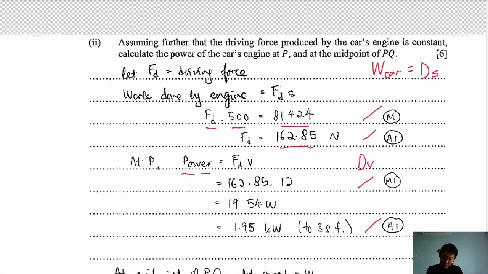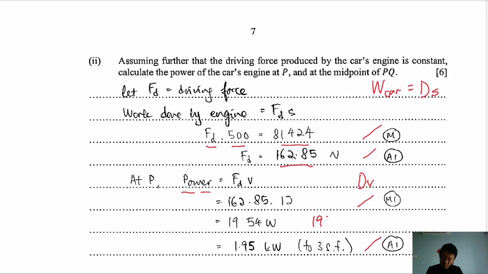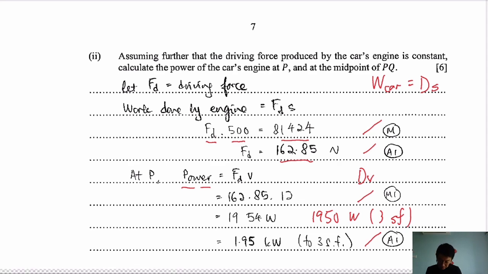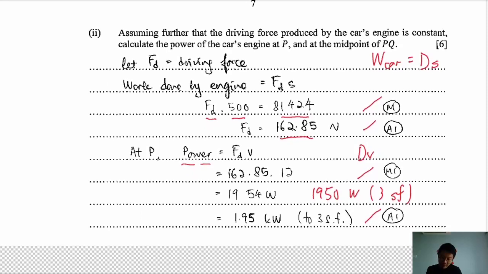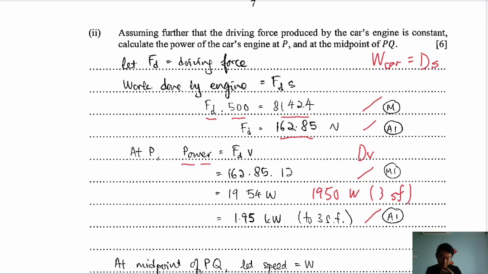For this one, if you want to round to 3 SF, you can also use 1950 watts, which is rounded to 3 SF. So that is for the first part, where we calculate the power of the car engine at P.